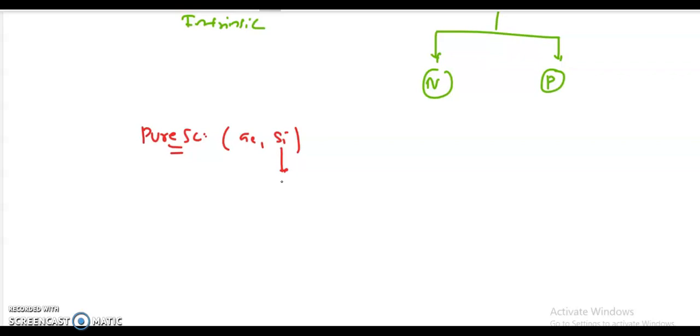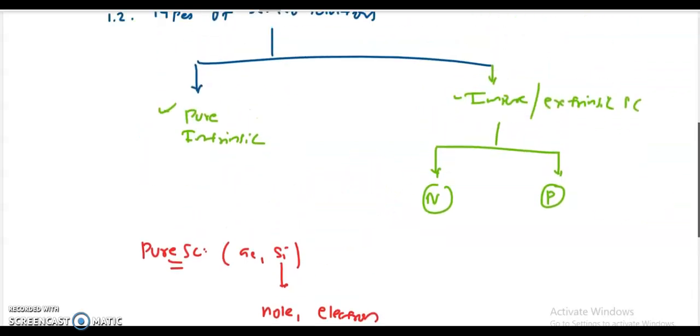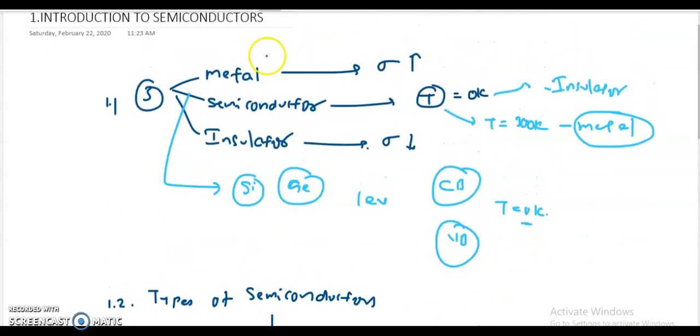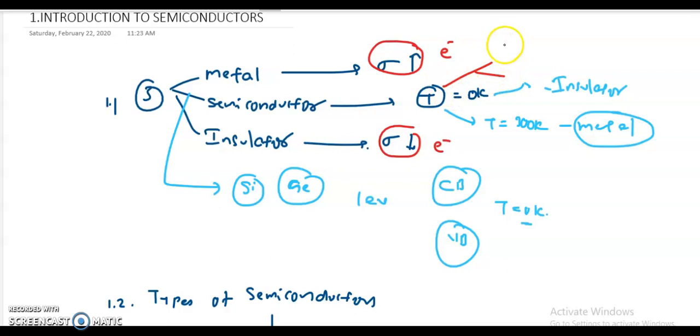So it is a type of this one. And one more way to define this intrinsic or pure semiconductor is that generally in the semiconductor we will be having two types of charge carriers. One is the hole and second one is the electron. The most important thing here is that coming to the metals, we explain the conductivity only with respect to the electrons, and in the insulator also conductivity only with respect to the electrons. But in the semiconductor, the conductivity can be explained with respect to two types of charge carriers. One is the hole and second one is the electron.